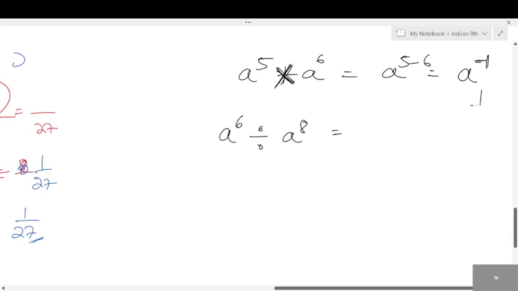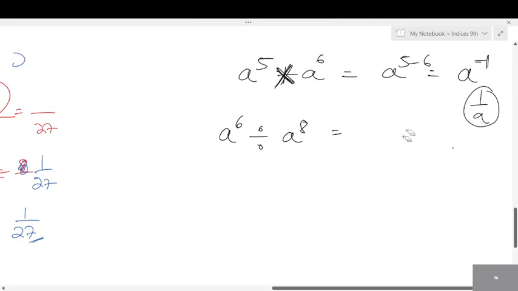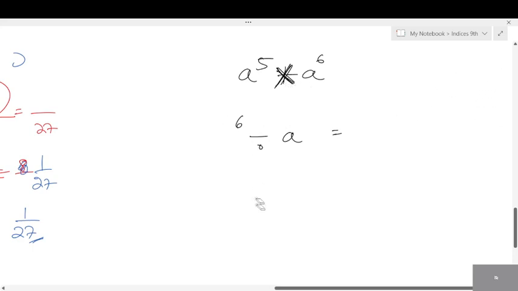What is a to the power of minus 1? The power is negative. It should be written as 1 by a. And the answer for this is minus 2, 1 by a square, right? 1 by a square. So where is a, students? It's on the same side, right? Both a's are on the same side, left hand side. And there is multiplication.